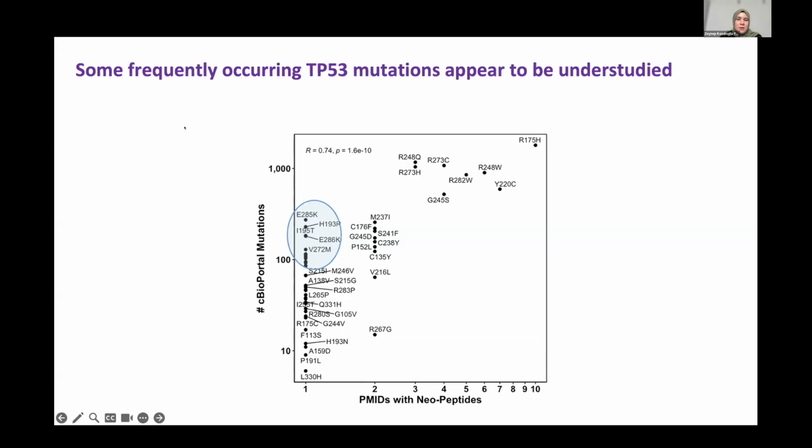However, we also identified this group, for example, here that are highlighted in blue. They do occur in a lot of patients, over 100 patients. So I would say they are recurrent mutations, but they are only studied in one paper published in PubMed. So this points to a research gap, because despite the high occurrence and the potential clinical relevance, these mutations remain understudied. So this again shows how CEDAR can be utilized to uncover research gaps and also to inform maybe some future studies.